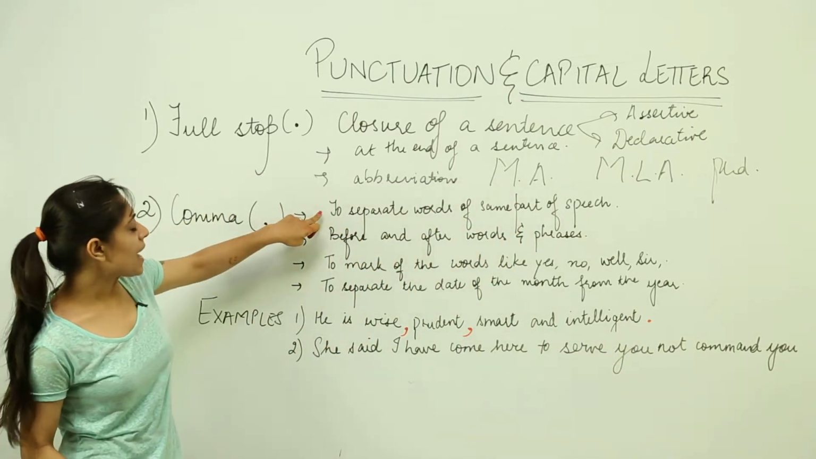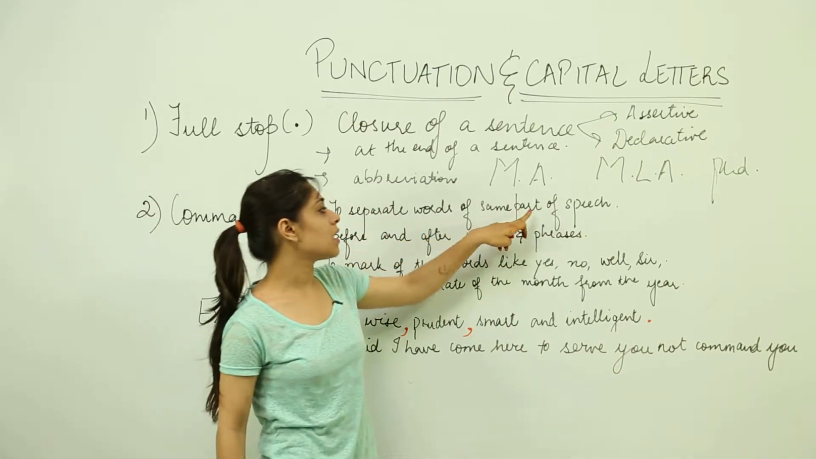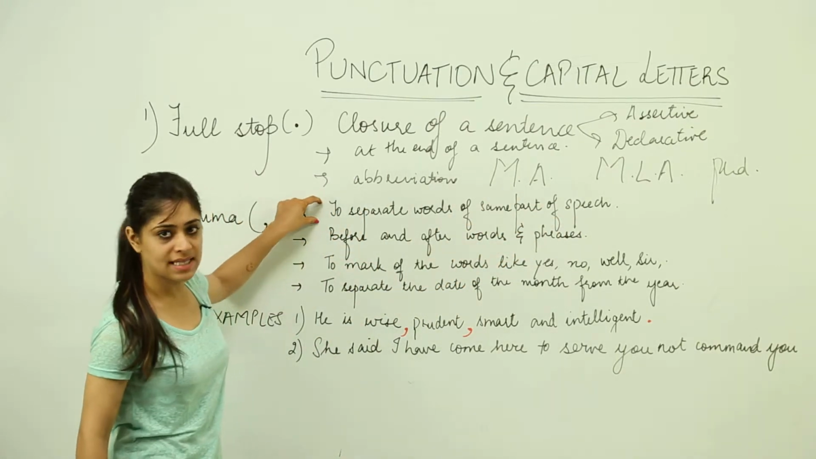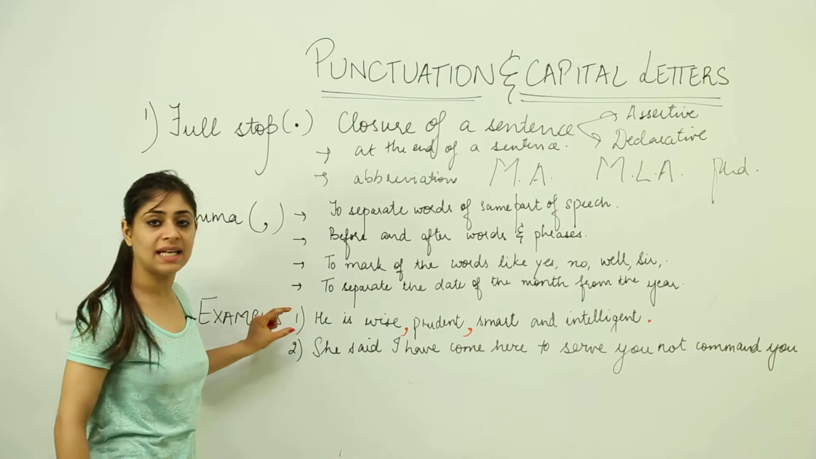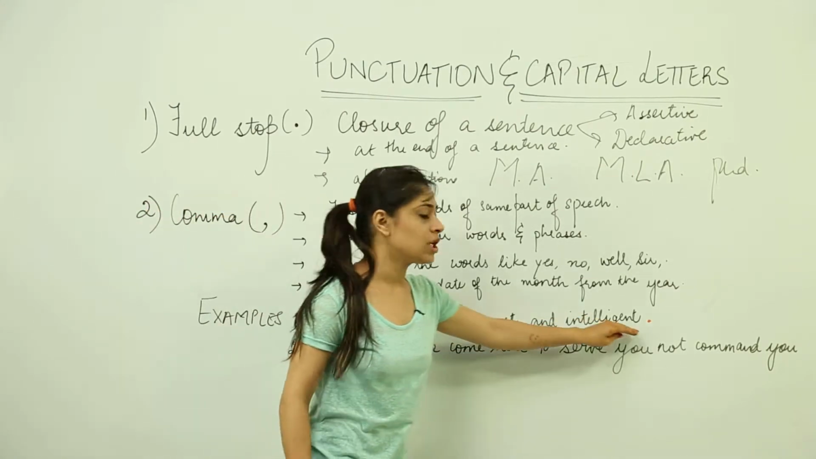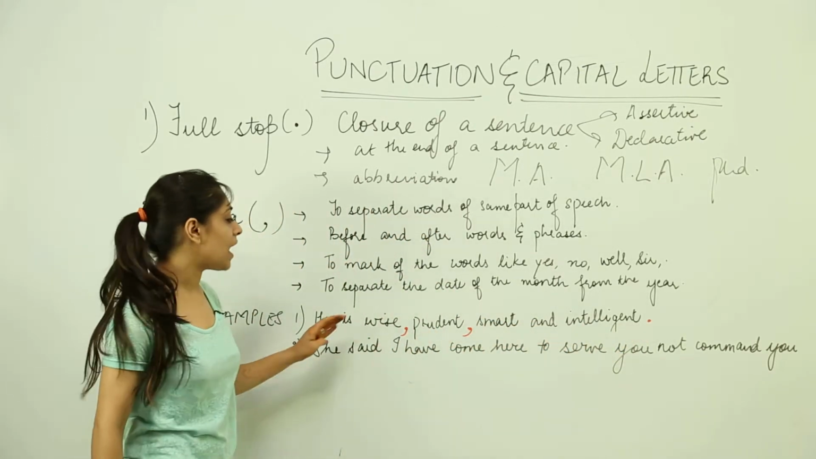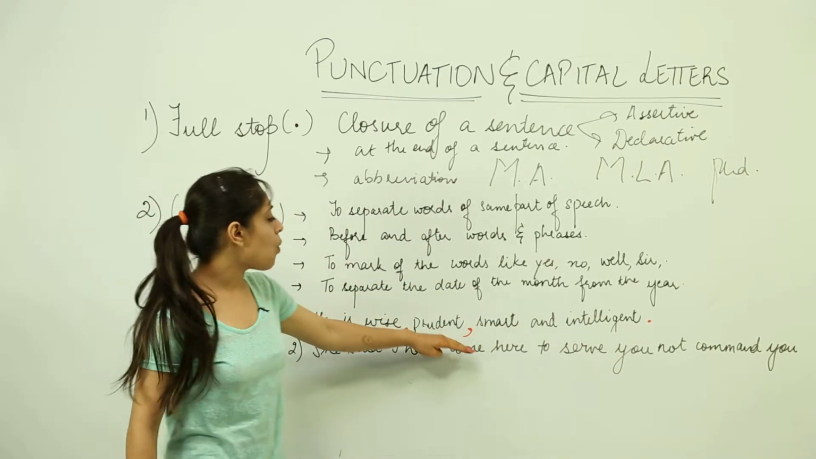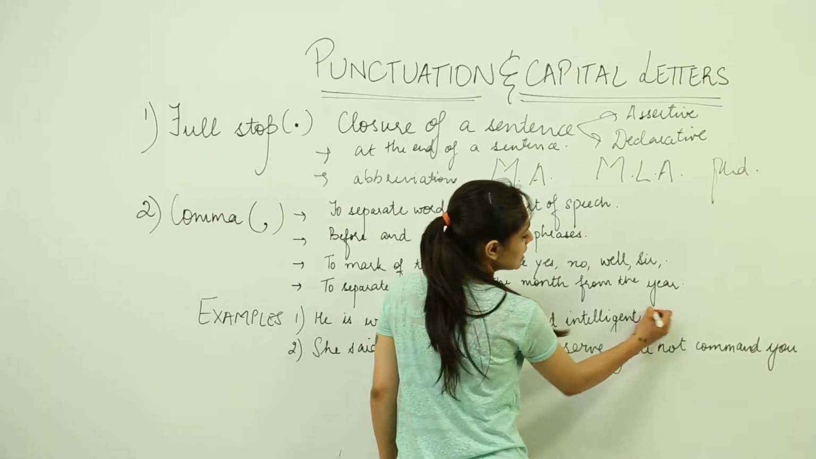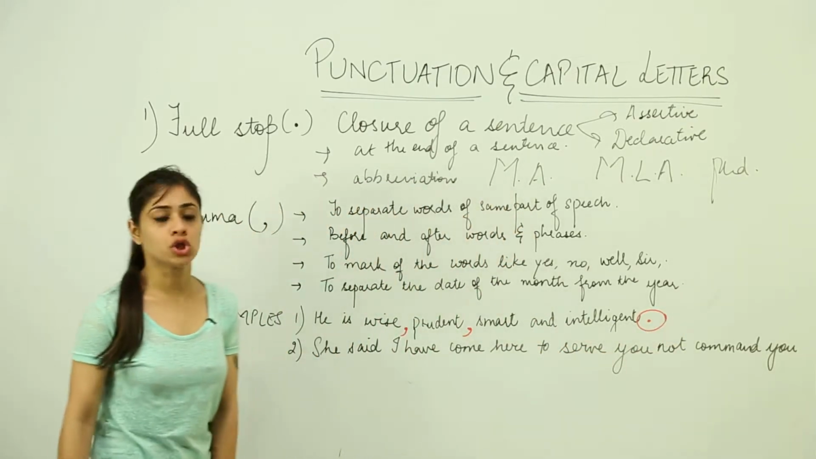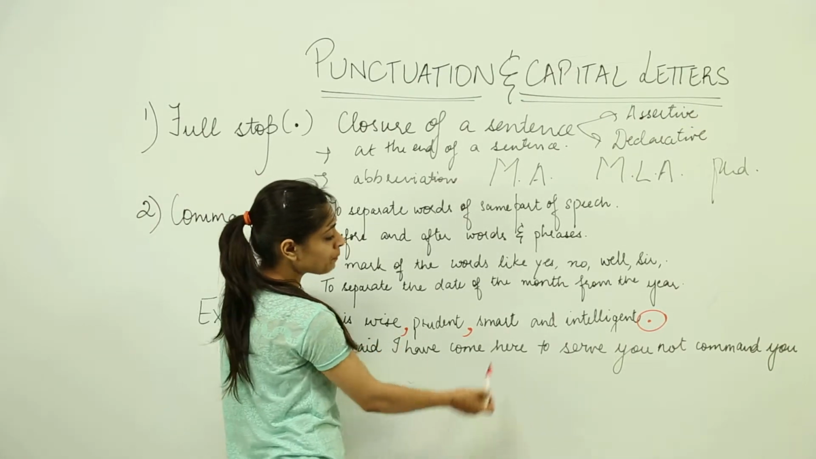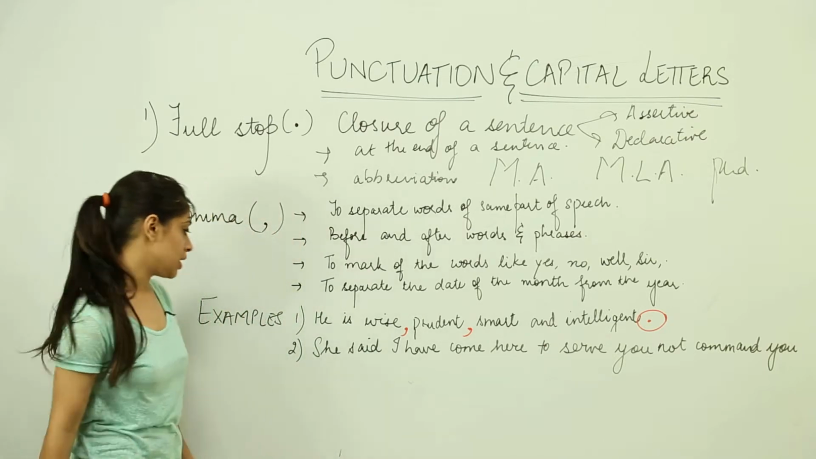Now, here we explained that to separate words of the same part of speech, comma is used in this scenario. This is being explained entirely and very clearly in this example. These are the same parts of speech. That means these are all adjectives and are being separated one by one with a comma. And then we enclosed the sentence with the help of a full stop. So let's read the sentence. He is wise, prudent, smart and intelligent.